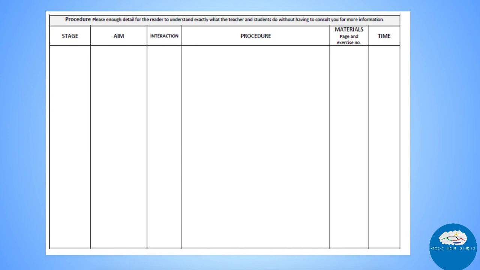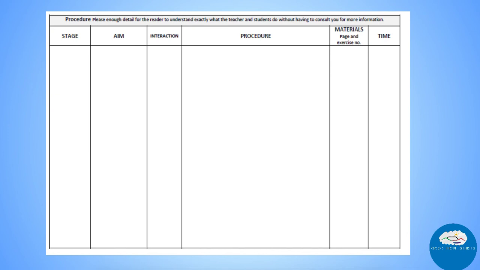Then you've got your procedure, where you write down exactly what happens in your class. So for example, I'll give the instructions, then the students do the task, then they'll check in pairs, then they'll get feedback on the board. So you write down quite a detailed step-by-step approach to what will happen in the lesson.